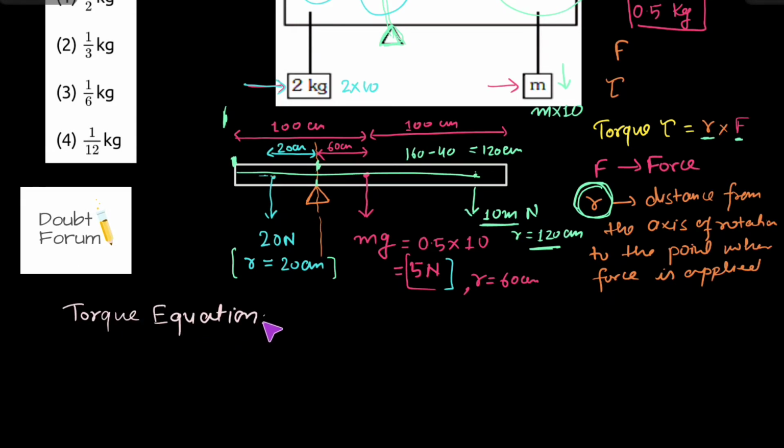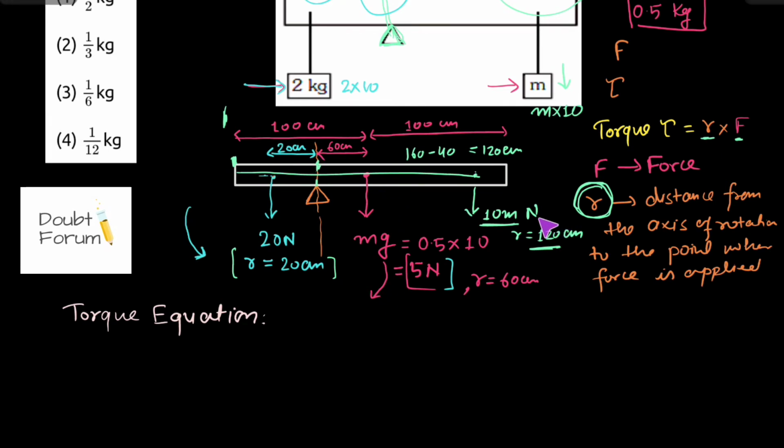To apply the torque equation, we have to write down the torque due to each and every force acting on this rod. The sign of each torque depends upon the direction. Due to this 20 Newton force, this rod would be moving in this direction. This is anti-clockwise. Similarly, because this 5 Newton force is on the right side of this axis of rotation, it would create a clockwise rotation in this rod.